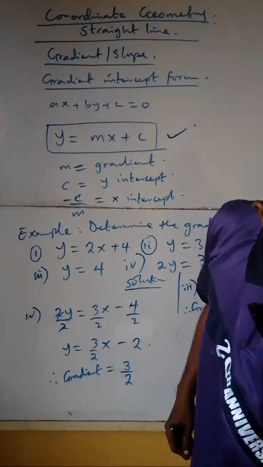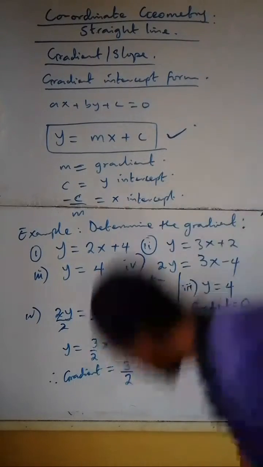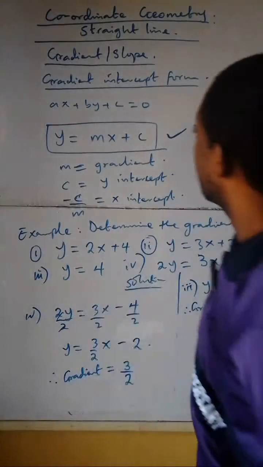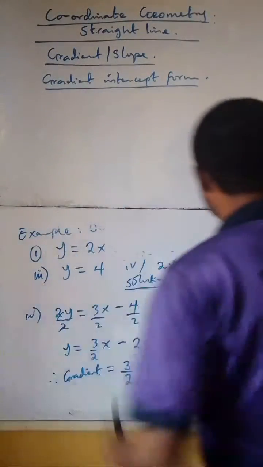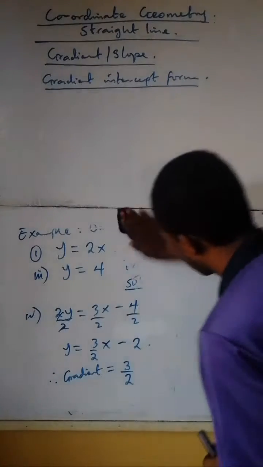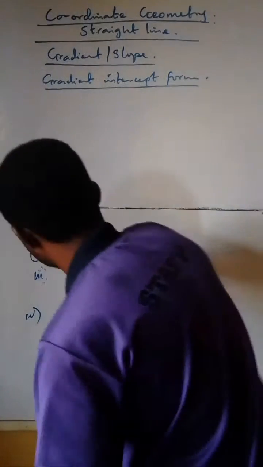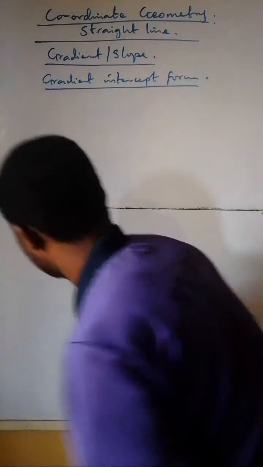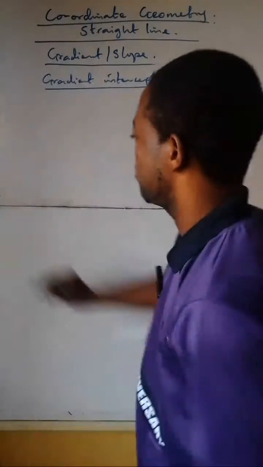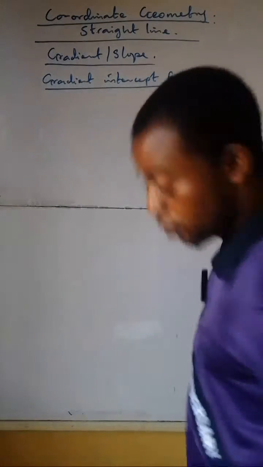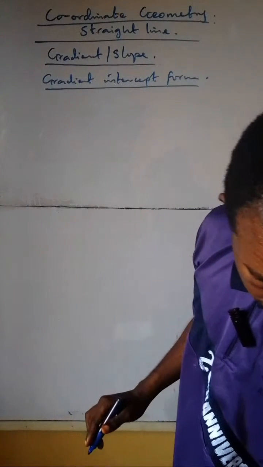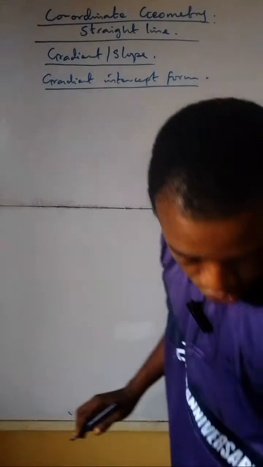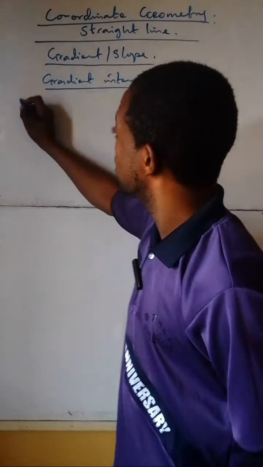Now, when we look at some further examples, let's quickly write the gradient and the y-intercept of the following, to buttress this particular gradient intercept form.